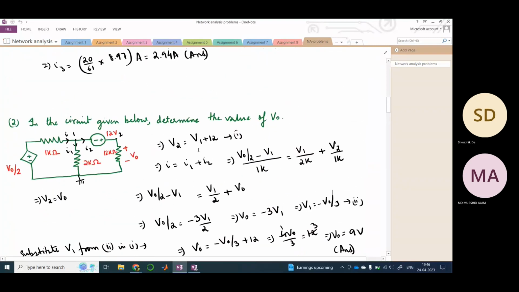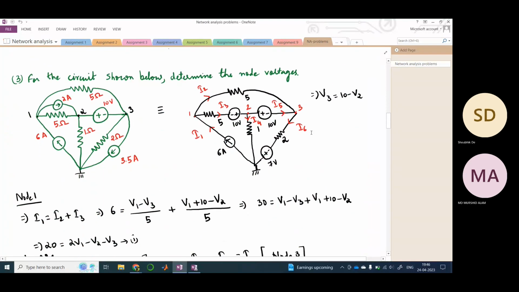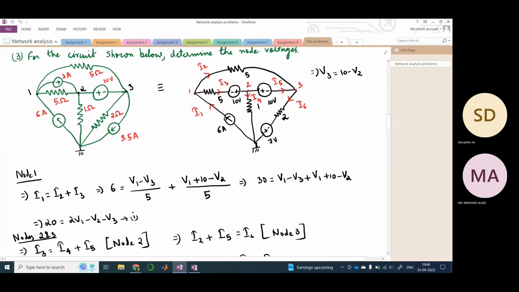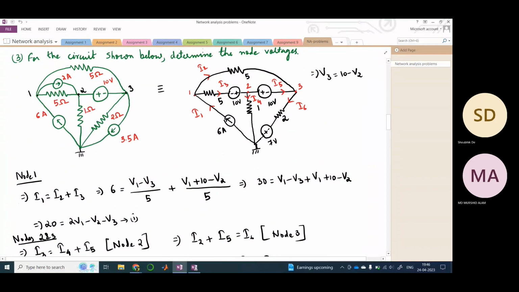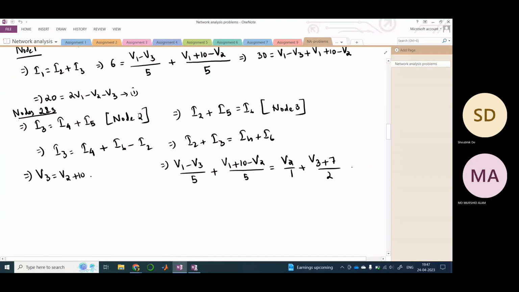In the previous question, V2 was higher than V1 by 12 volts, so V2 was V1 plus 12. Now, in the same way, V2 would be 10 plus V3, right? You need to understand. So now is your doubt clear? Okay.